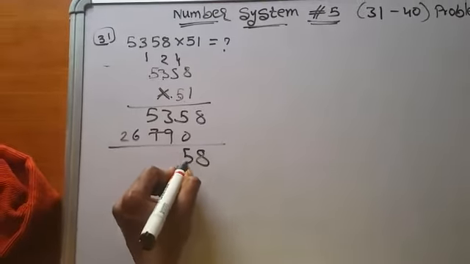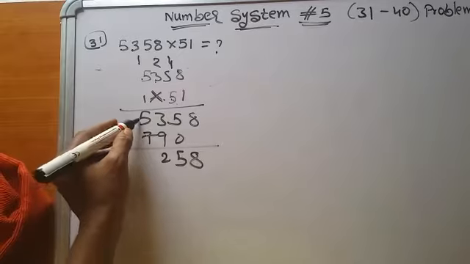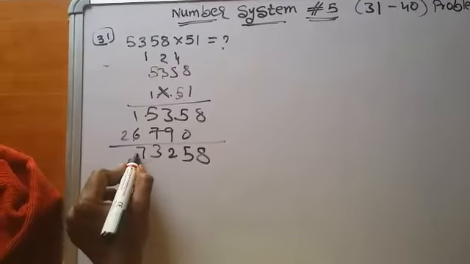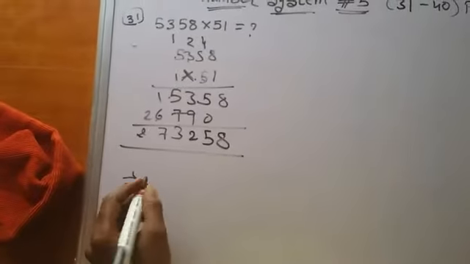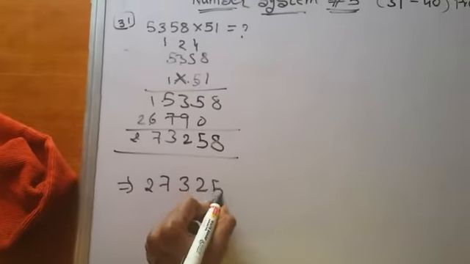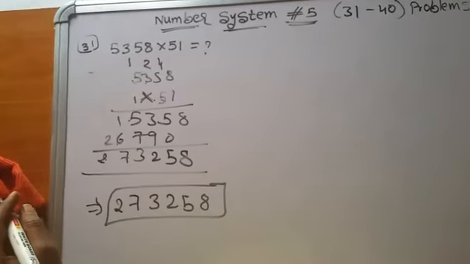Let us add these two. 9 plus 3, 12, 7 plus 5, 12, 12 plus 1, 13. 6 plus 1, 7, 2. The multiplication result of this problem is 273258. Right? You know very well how to do multiplication.